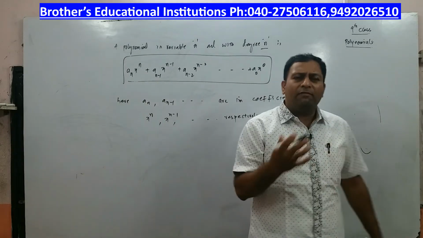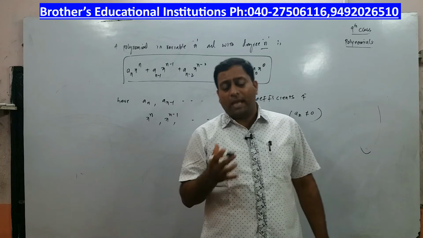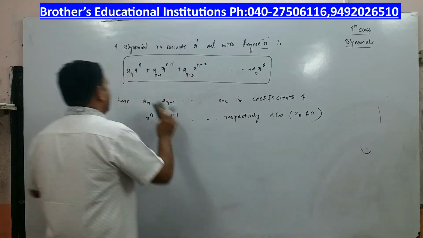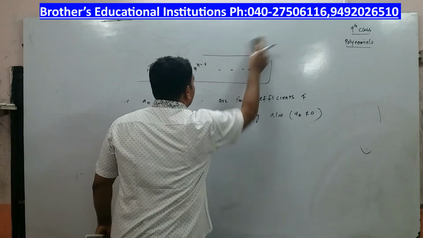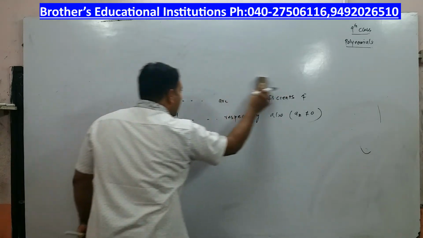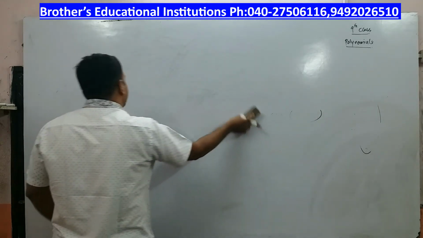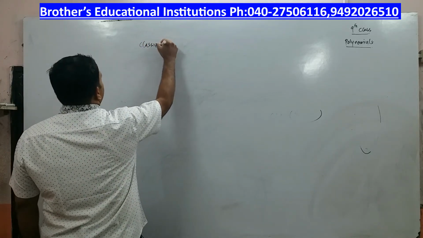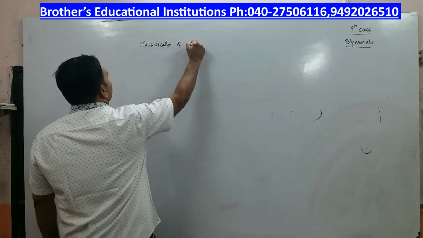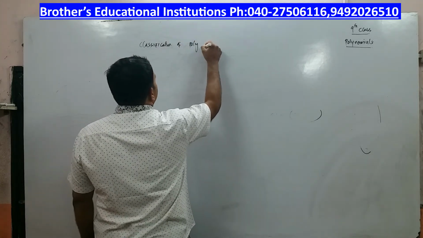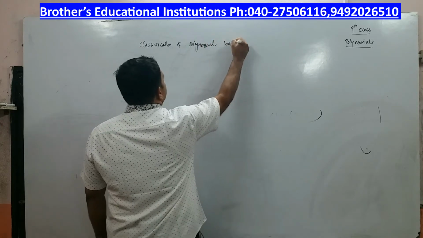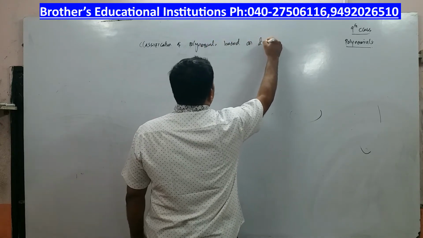Now, when we deal with polynomials, there is something called classification of polynomials based on the degree. Since you have understood what degree is, based on the degree, how is a polynomial classified? Classification of polynomials based on degree.